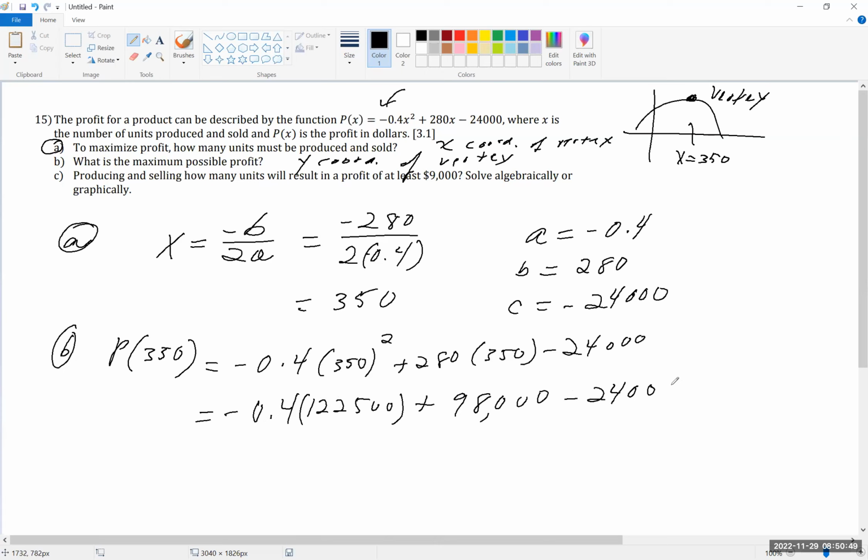I know, I'm putting y'all to sleep already. 0.4 times 122,500. I'm just computing this step by step, and hopefully, as all humans are, I am prone to error, but hopefully I haven't made any serious errors.